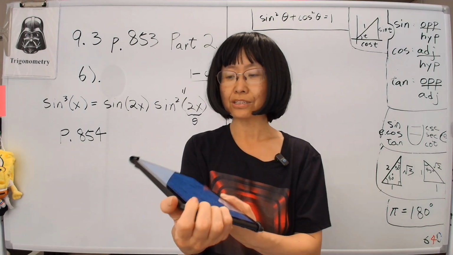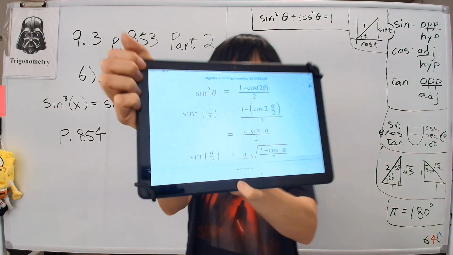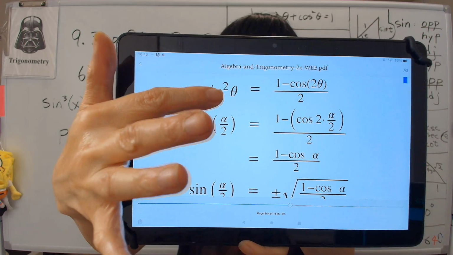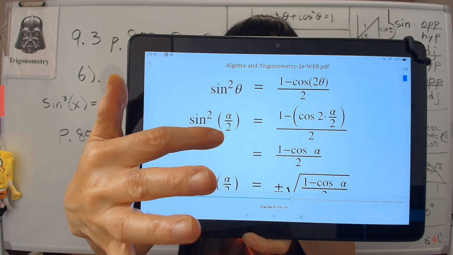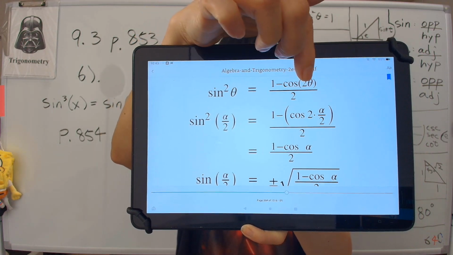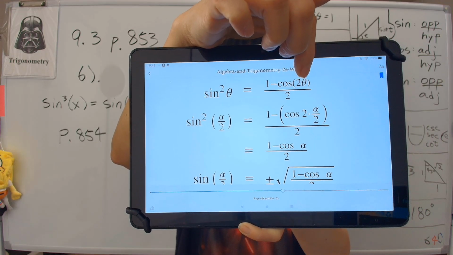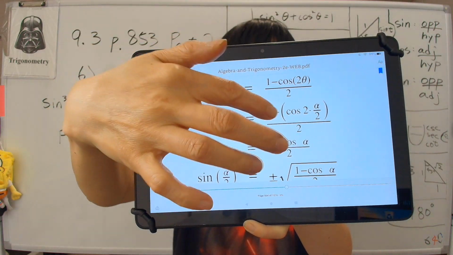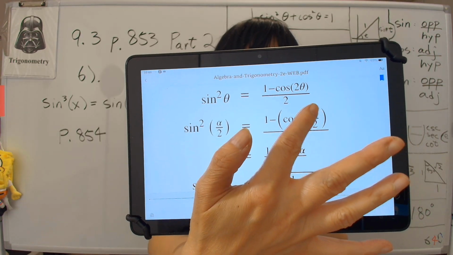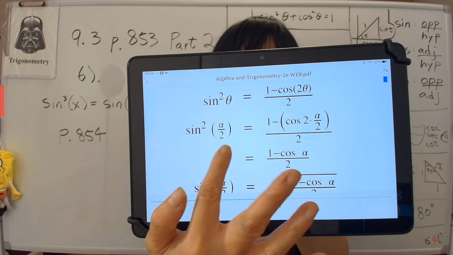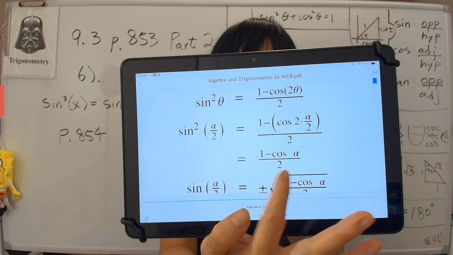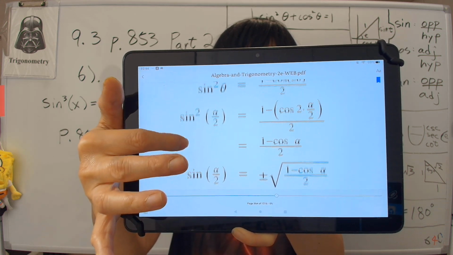Now, starting with sine squared theta, in this case we're going to let theta equal alpha over 2. So wherever there's theta, we'll substitute alpha over 2. We're following that rule. Then plugging in alpha over 2 where theta is, 2 theta will be just alpha, because 1 theta is alpha over 2. So the formula becomes sine squared alpha over 2 equals 1 minus cosine alpha over 2.